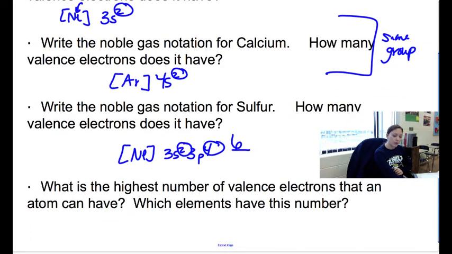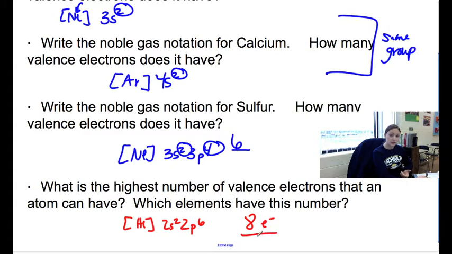And the other question is, what is the highest number of valence electrons an atom can have? Well, remember we talked about noble gases being stable. When we look at where noble gases are situated, for example neon, I would put helium in brackets, and I would do 2s2, 2p6. So these guys have 8 valence electrons. That is the highest number that you can have.